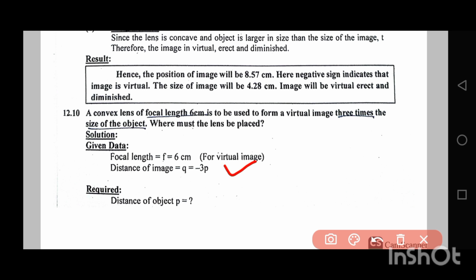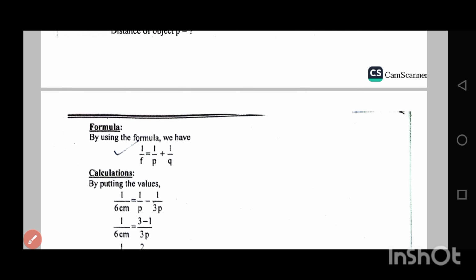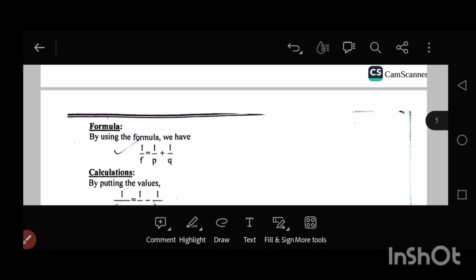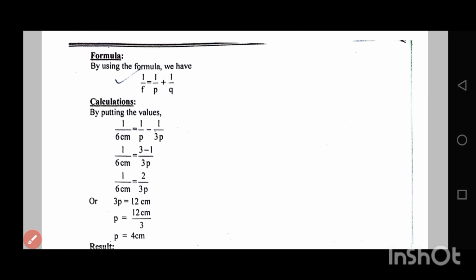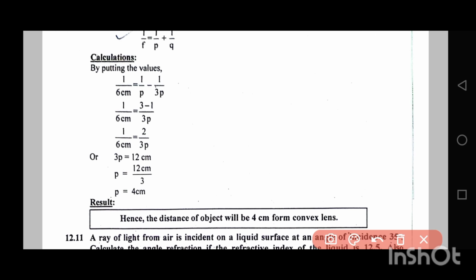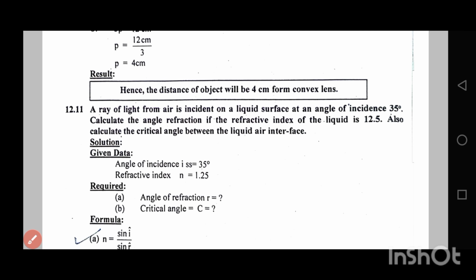Now dear students, we need to calculate the distance of object, that is p. So we use the formula to calculate the distance p, that is 1 over f is equal to 1 over p plus 1 over q. After putting the values, we get final result, that is p is equal to 4 centimeter. Is that clear? Okay. Dear students, now we discuss numerical 12.11.